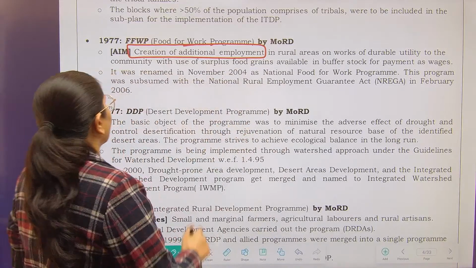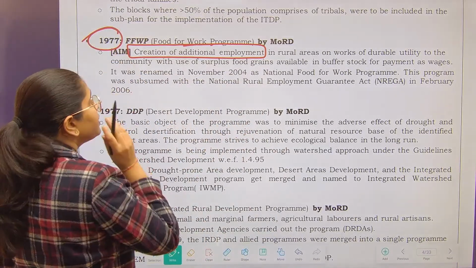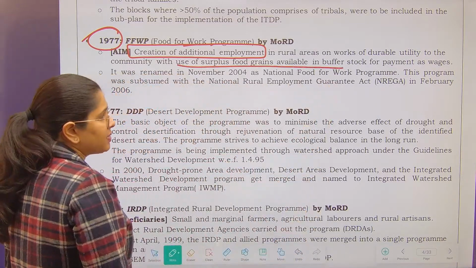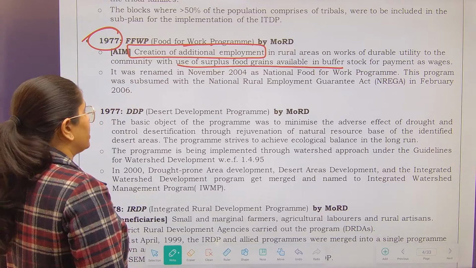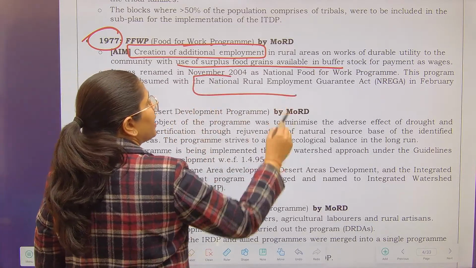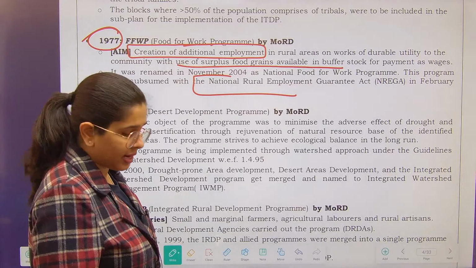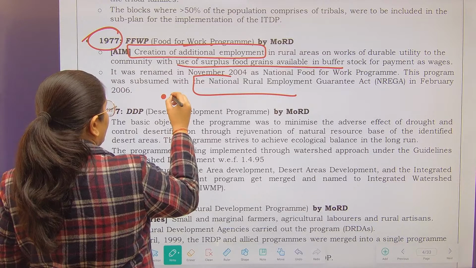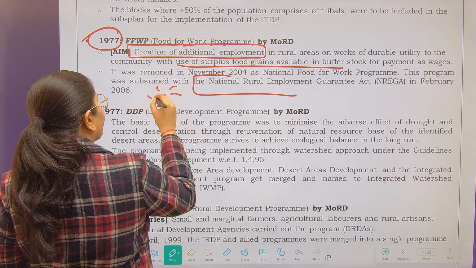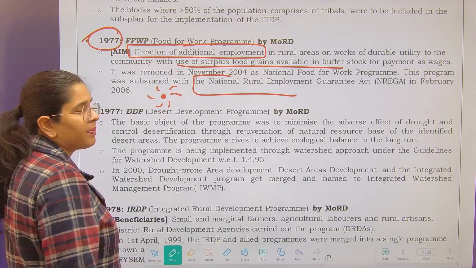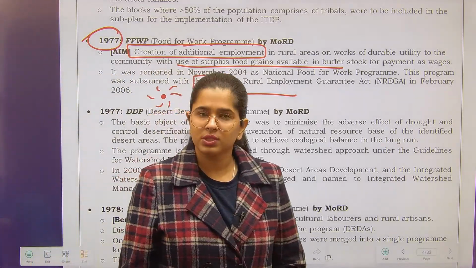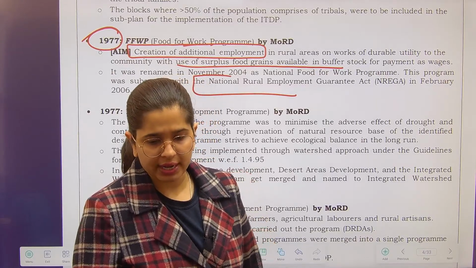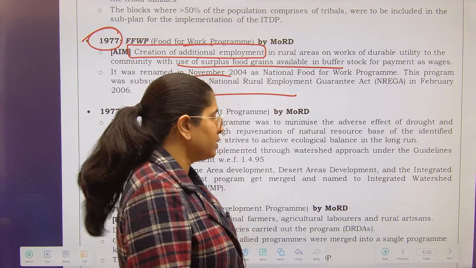So the Food for Work program, which was started in 1977, used surplus food grains for payment as wages. This was later subsumed under the National Rural Employment Guarantee Act. So that's what I have told you, that if you see the MGNREGA scheme, it is made up of so many schemes, not just one or two. So many schemes have been submerged in order to make this particular NREGA Act in the year 2006.